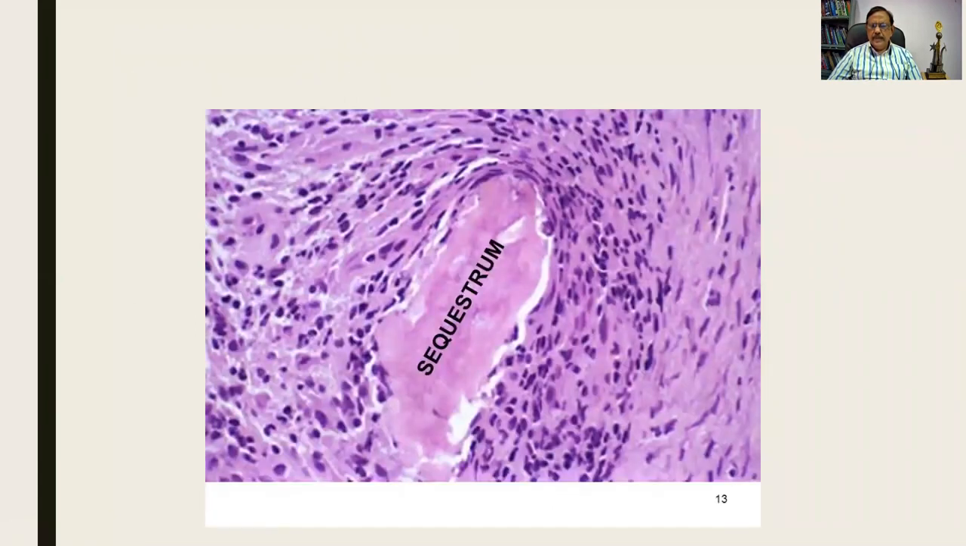See, this is what we are seeing. There is a piece of bone over here that doesn't have any osteocytes. It is pale, irregular. It is a dead bone called sequestrum. Surrounding that, there is a lot of inflammatory cells. Some of them are neutrophils, some of them are lymphocytes. So there is an inflammatory infiltrate. Still surrounding that is a lot of fibrosis. The body attempts to wall off the inflammation. This is the histological picture in a case of an acute osteomyelitis.